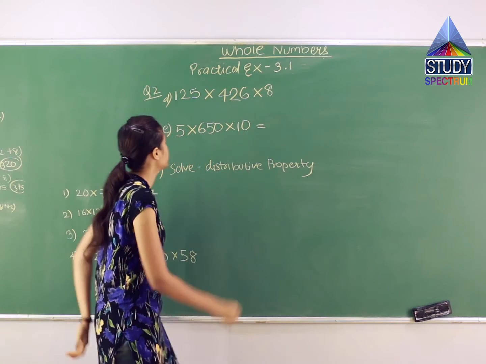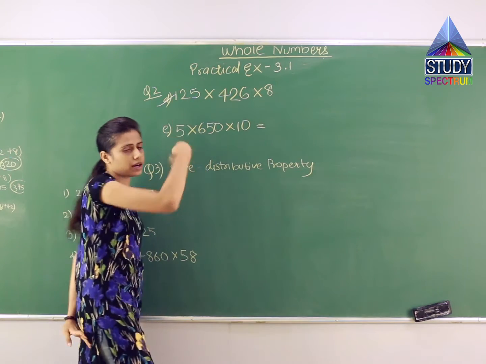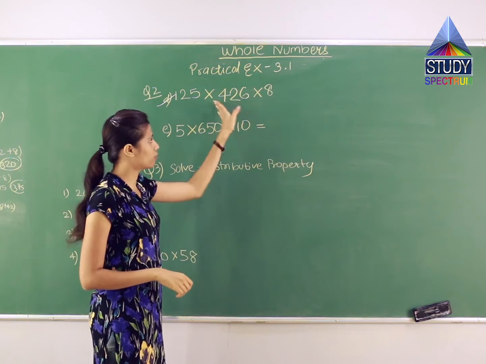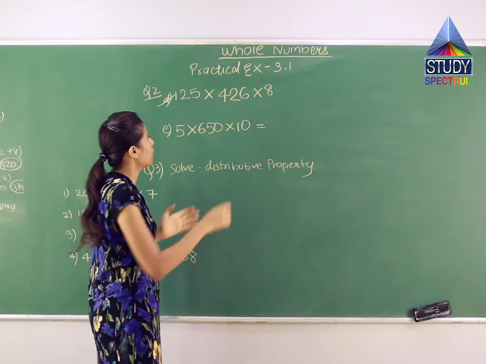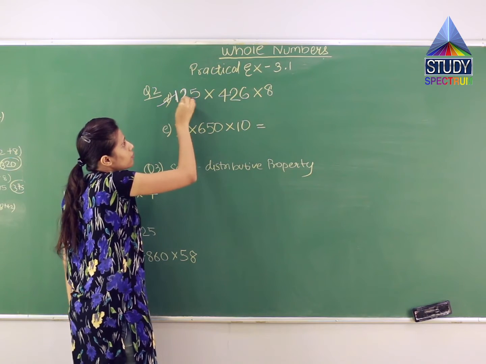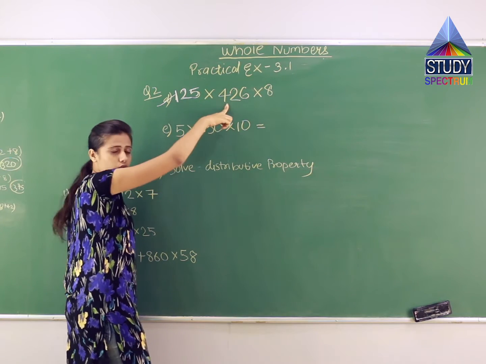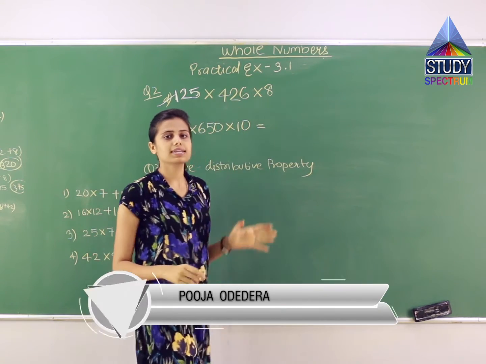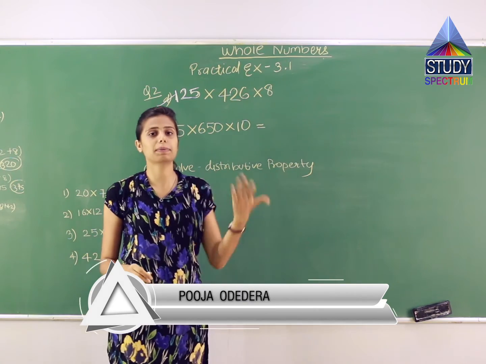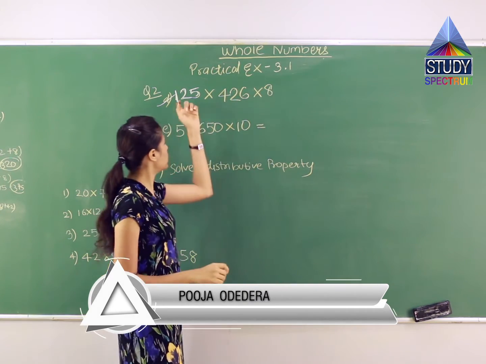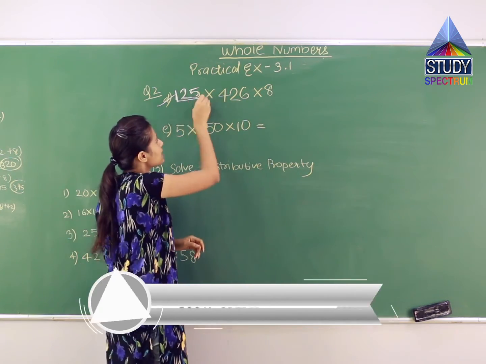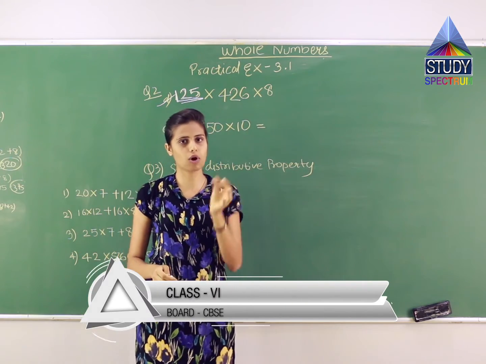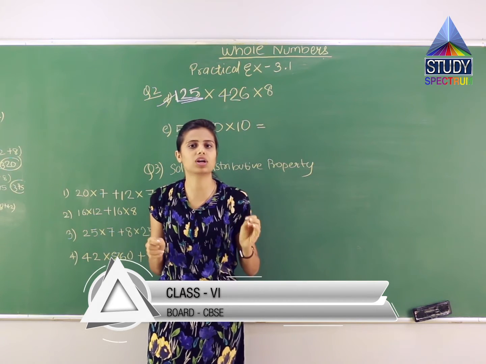Now let us move on to the next question. The D part of this question, which says 25 multiplied by 426 into 8. Over here, 125 is multiplied by 426 and multiplied with 8. See, remember, always take a number which is a multiple of 5, right? So 125 is a multiple of 5. So I will select this number and with this number try to select, it is not a formula but you can always prefer a smaller number.